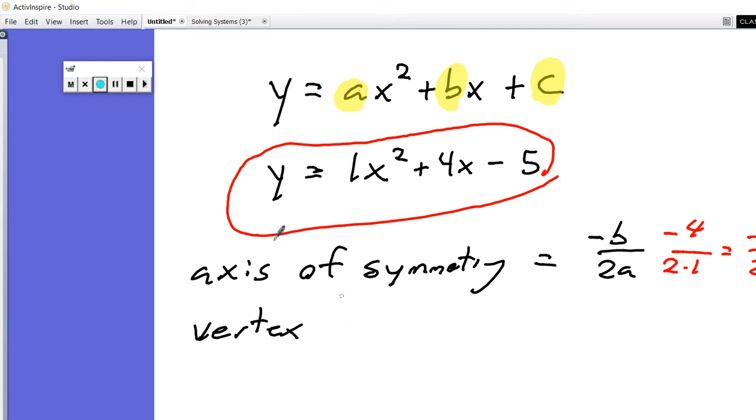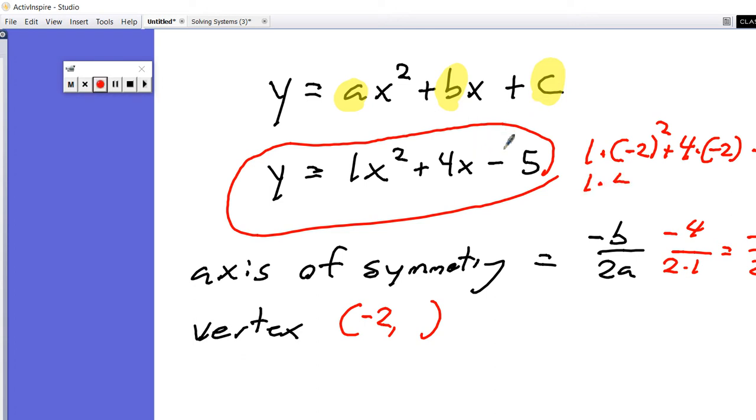Now to go to a vertex, we take the axis of symmetry. The axis of symmetry is actually the x value of your vertex. And then to find your y, once we have the x, we just plug it in. So I'm going to go back to this equation, and I'm going to say 1 times my x, which is -2, parentheses squared, plus 4 times my x, which is still -2, minus 5. If you're using a calculator and you put it in this way, you can just type it in and hit enter.